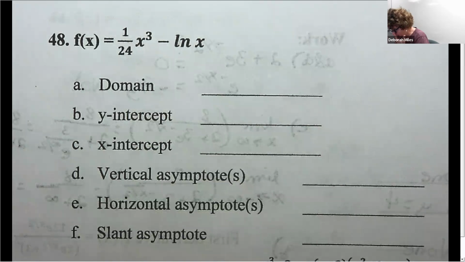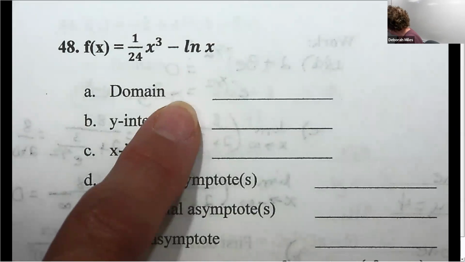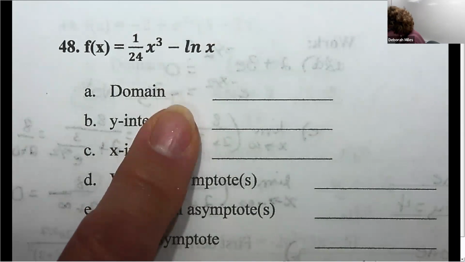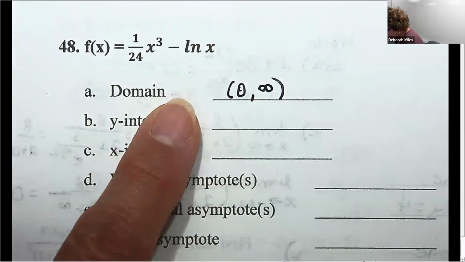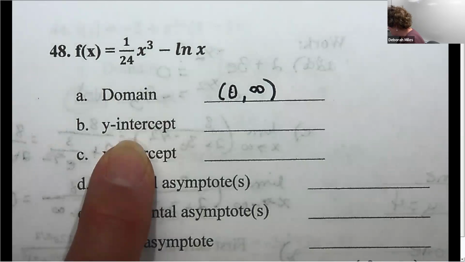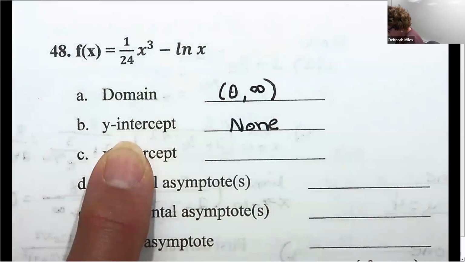What about the domain? Can't be negative or zero, because I can't take the natural log of zero. So how would you write that domain in interval notation? 0 to infinity, not including 0. How do you find a y-intercept? Let x be 0, and what can you tell me about that? You can't let x be 0, so there is no y-intercept.